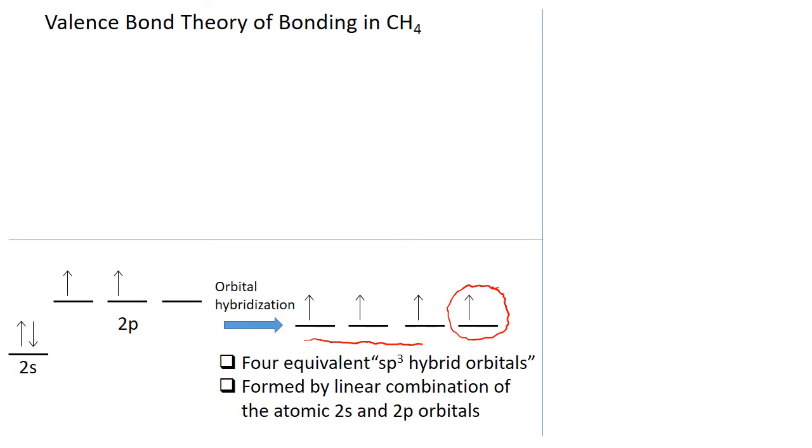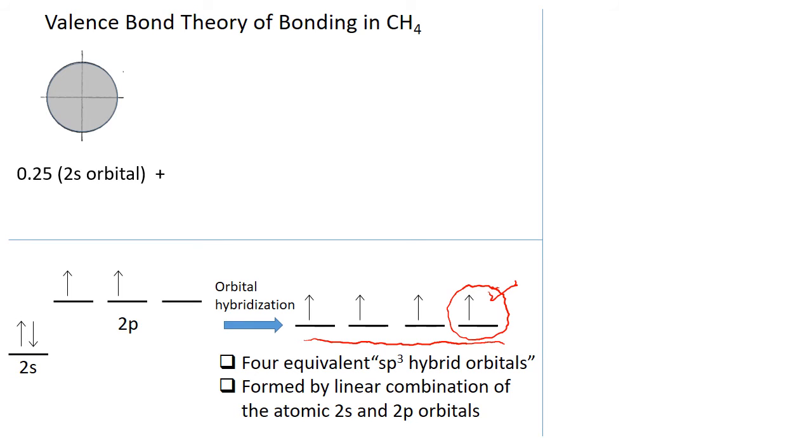So this is an important part of my diagram, that all 4 will have the same energy. To get 4 equivalent bonds, I need to have all 4 of those orbitals be equivalent. So let's look at one of them. So I'll look at this one. So mathematically, let's see what that looks like.